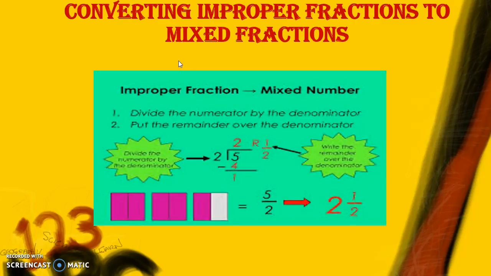In fractions, we also have converting fractions. First, we go to converting an improper fraction to a mixed fraction. Example, 5 over 2 converts into 2 and 1 over 2. First step, divide the numerator by the denominator. 5 divided by 2. And then, write down the whole number answer. There is 2. And finally, write down any remainder above the denominator, 1 over 2.